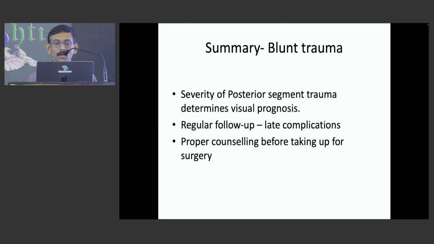We wish to assess the severity of the posterior segment trauma to determine the visual prognosis. It is the posterior segment trauma that generally determines the final visual acuity. And regular follow-up is needed to assess late complications, and proper counseling is needed before taking up for surgery, because the complications can occur even more than 1 year later.